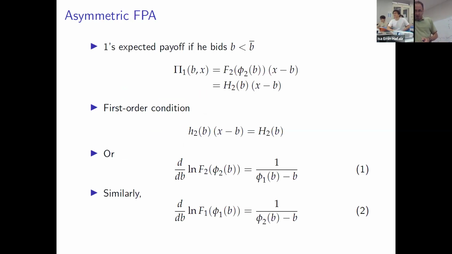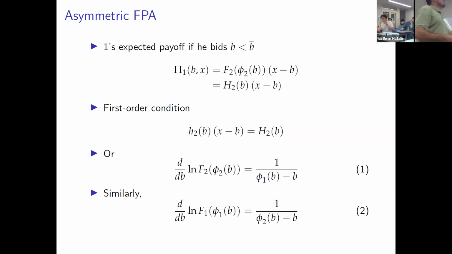Now, let's do the equilibrium calculation. So now let me depict. Let's say that this is 0, this is omega 2, this is omega 1, and this is beta 2, and this is beta 1. And they both have the same highest bid.